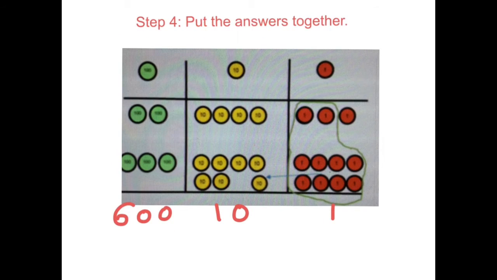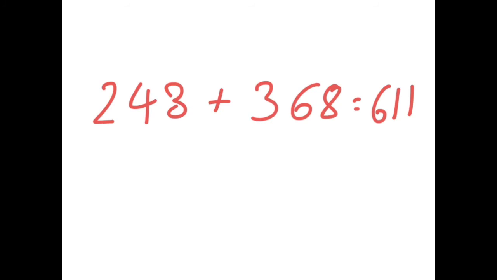Finally, step 4, put your answers together. So on this column we've got 1 unit, we've got 10, and here we've got 600. So we'll just put the place values together. We've got 600, add 10, add 1, which gives us the answer of 611. So, using counters, we've managed to work out the answer to 243 add 368, which gave us the answer of 611. And that is how you use the concrete method to solve a column addition.